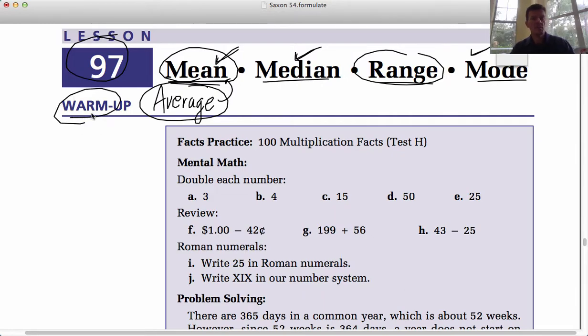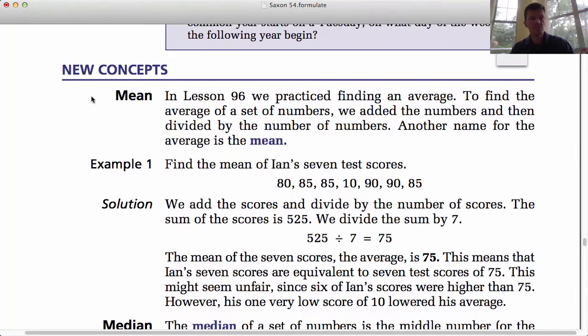Alright, you've already done the warm-up, so let's talk about today's new concept and learn about these four different terms and how we calculate them. Mean. As mentioned in lesson 96, we already talked about the average, and that is just another word for average. The word mean means average. So we've already talked about that. Here's just a quick review.